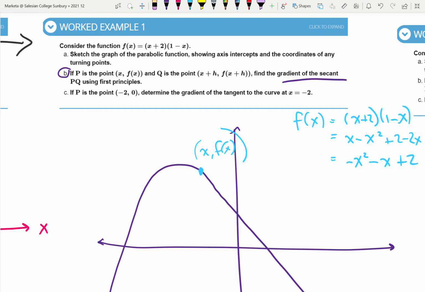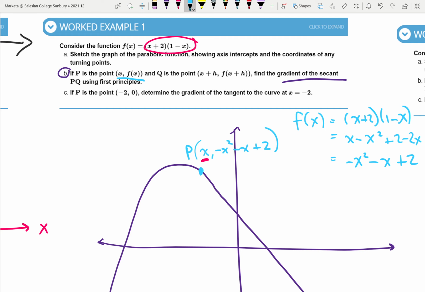So when we see the first point, when we're using first principles, here's x. It's any value. It could be a 2, it could be a 3, it could be a 1. And then f of x represents when we sub x into this equation. So really, I could write this as x, comma, negative x squared minus x plus 2. And look, that's what I'm going to do. I'm going to leave it like that. So that's my first point, and that's P.